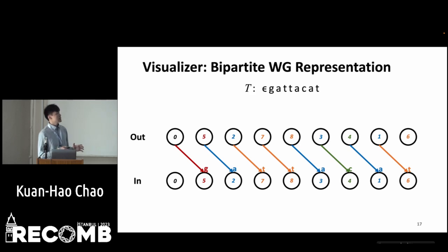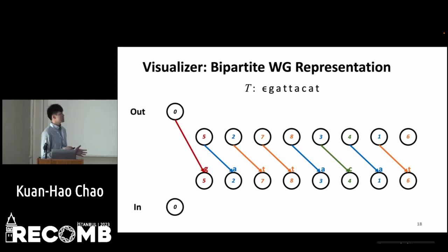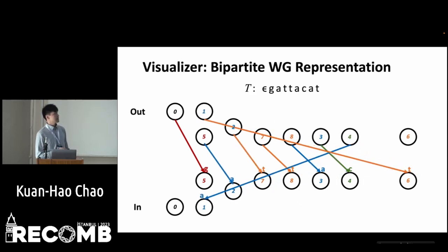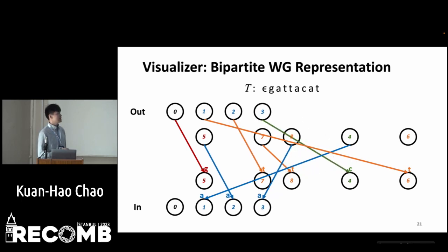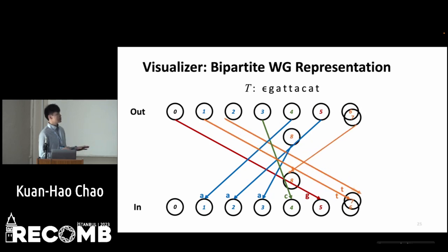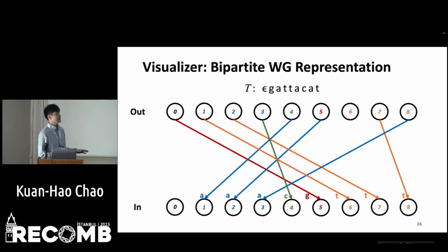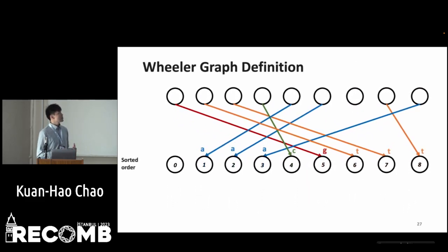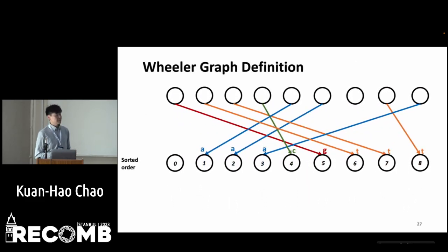So now I'll put the nodes back to their order. One thing to mention is that nodes in the same column represent the same node. So first is 0, and 1, and 2. So I'll finish the A group, and then the C group, G, and finally T. So this is the bipartite weighted graph representation that our visualizer will open.